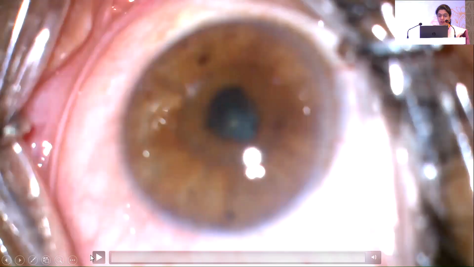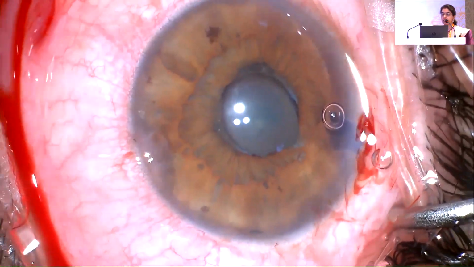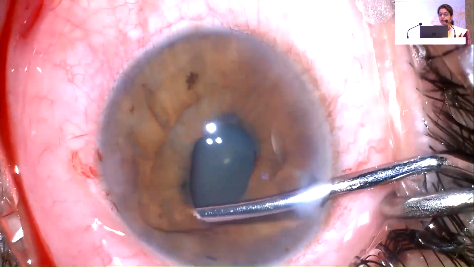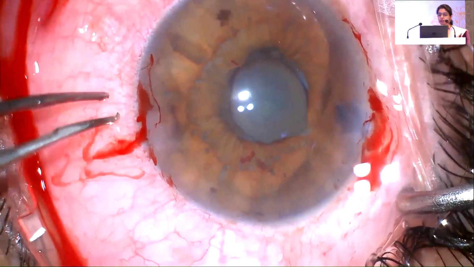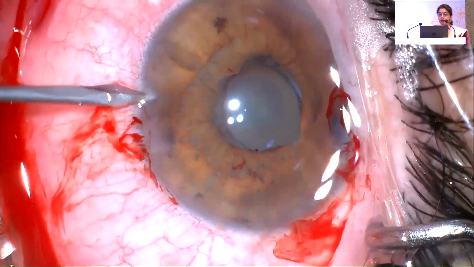So in this video, this is one eye of the same patient. I'll show 2 eyes of the same patient. So the first eye, I have used iris hooks. So you release the posterior synechia, and under subtenon block, I'll be inserting iris hooks.